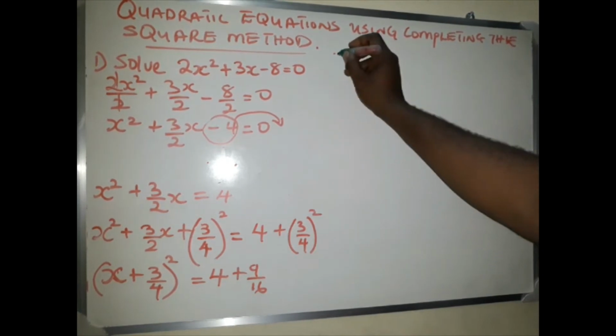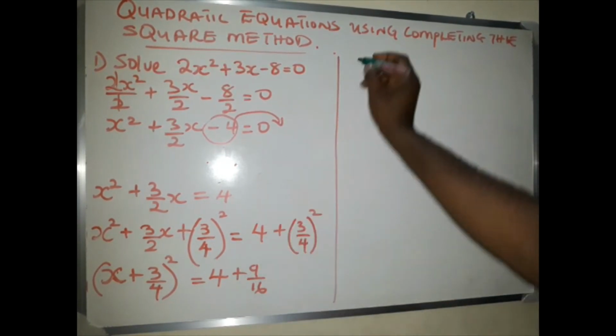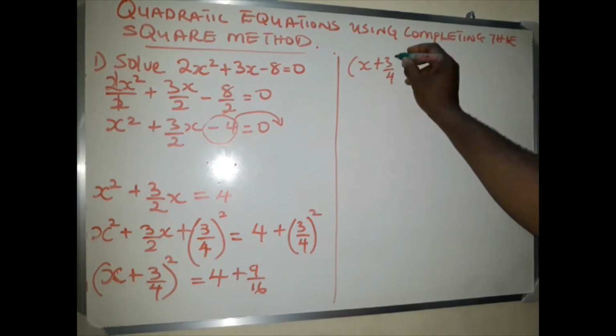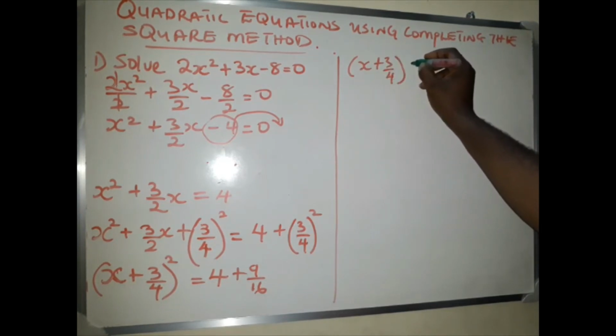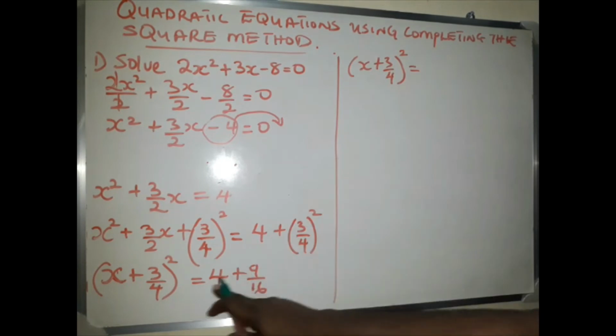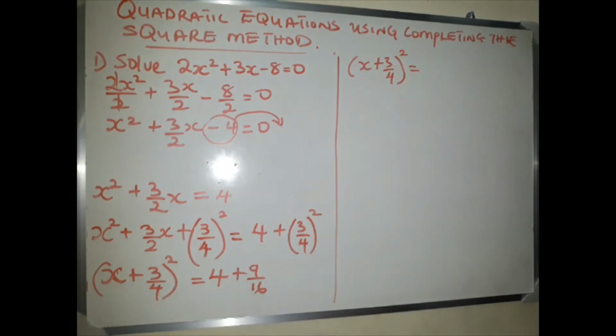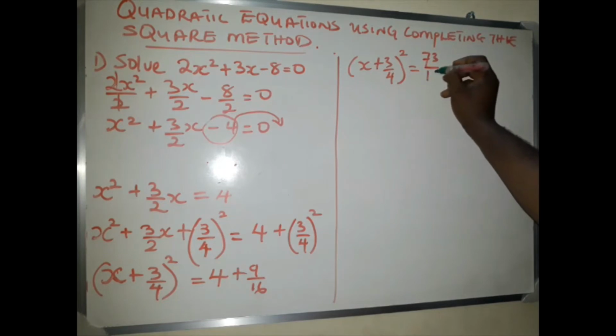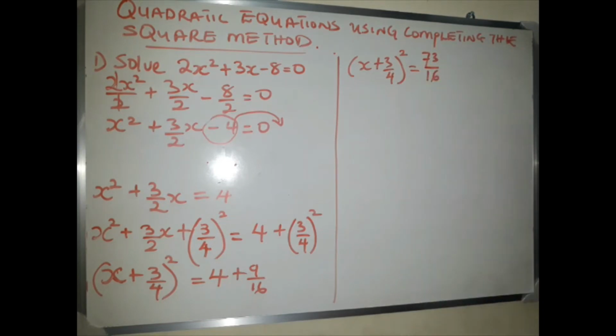Let me write it on this side. We have x plus 3 over 4 in brackets squared is equal to, when you solve this, it's going to give you 73 all over 16. Okay, now what do we do after this?